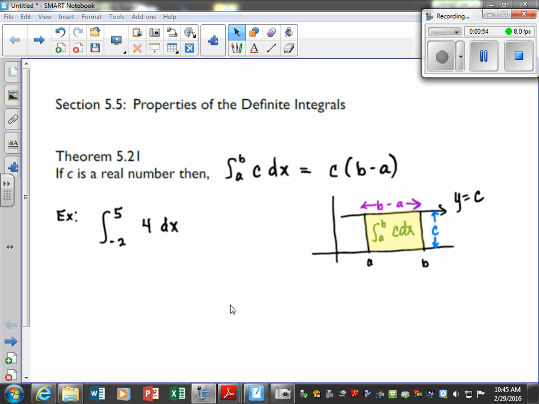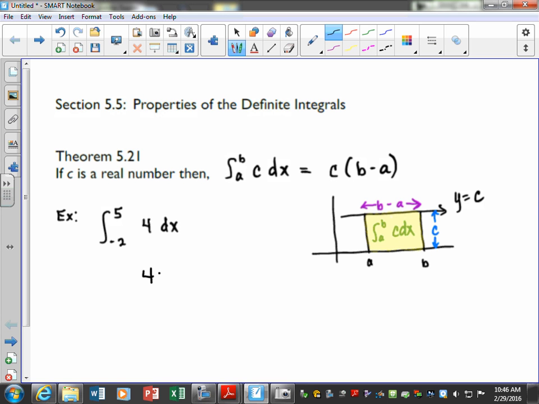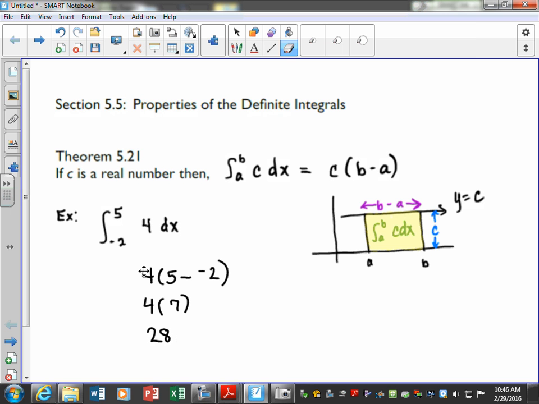So let's see an example of this. So if I were to work this, then first of all we'll just have c is 4 times our b, our upper limit is 5 minus, and then our a is our lower limit, which is -2, which would just give us 4 times 5 plus 2, which is 7, so we would get 28 units square as the area, but the evaluation of this integral is just going to be 28.